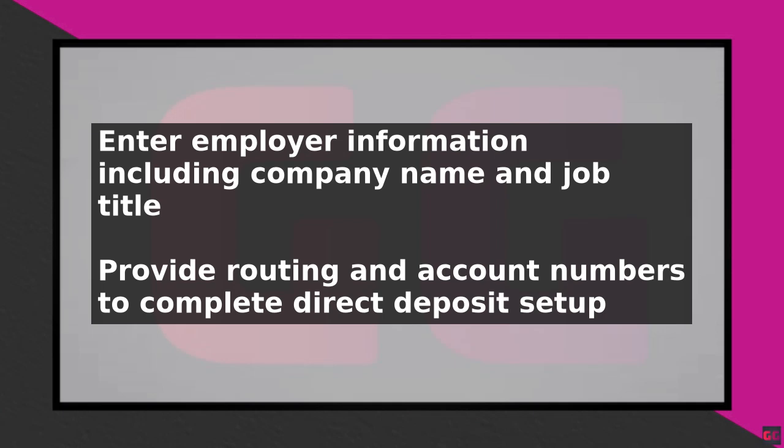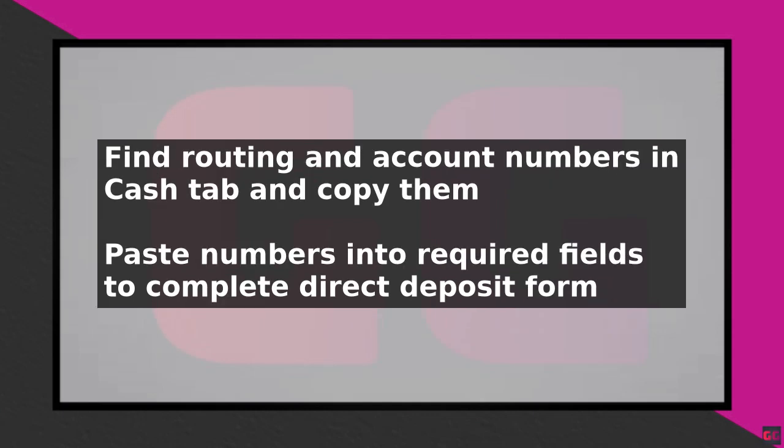To find your routing and account numbers in the Cash App, go to the Cash tab and tap on the $ sign icon. Scroll down to the bottom of the screen and select Direct Deposit. Your routing and account numbers will be displayed on the screen, and you can copy and paste them into the required fields. Once you have entered all the necessary information, review it carefully to ensure everything is accurate. Then, submit your direct deposit information to Cash App.